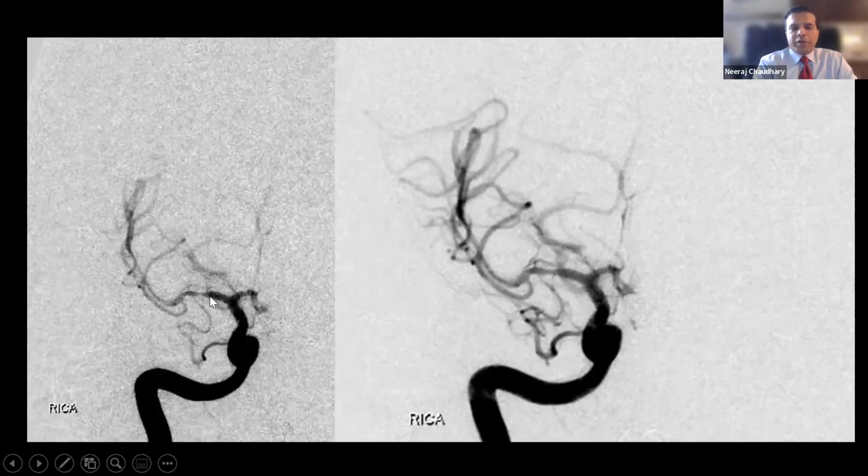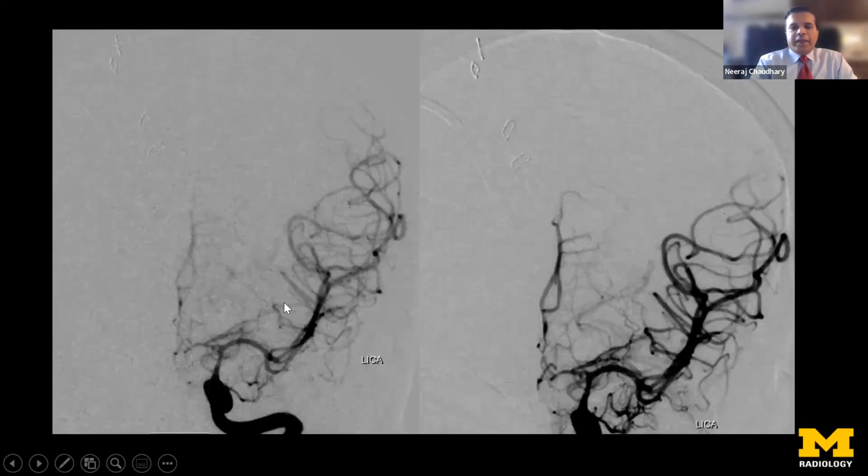You can see the middle cerebral artery is spasmed out. Here, the anterior cerebral artery is also looking a little bit ratty. And then on the other side, you can see the anterior cerebral artery is like a string. The supraclinoid segment of the internal carotid artery is narrowed down. The middle cerebral artery is decreased in diameter. So quite a significant burden of vasospasm here. So we gave intra-arterial spasmolytics.